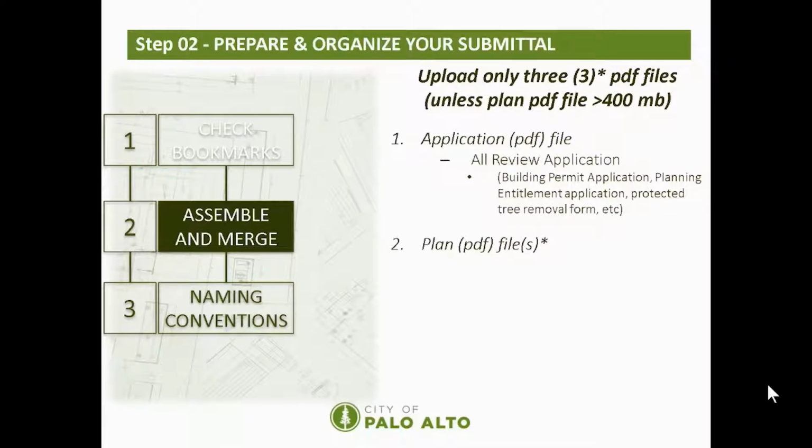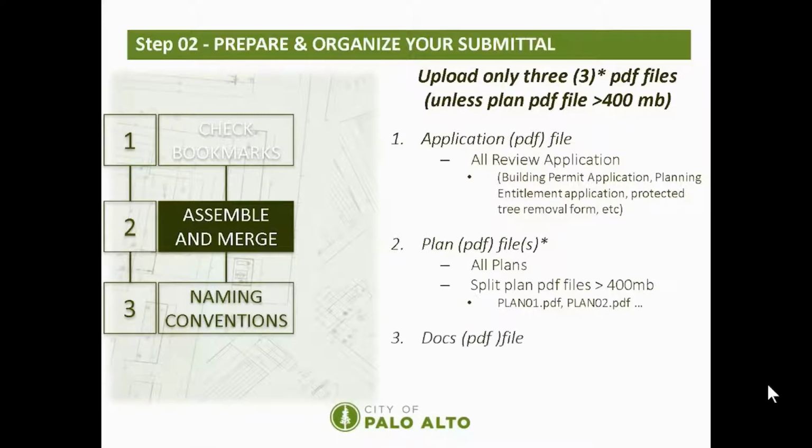The second PDF is your plan set file. While the system can handle large PDF files, we recommend splitting plan files that exceed 400 megabytes to avoid long and extended upload times. If you decide to split your plan set file, please name them accordingly. For example, plan 01.pdf, plan 02.pdf, and so on. The third and typically the last file you need to upload is a doc file. The doc PDF file holds all of your supporting documents, such as your structural calculations, noise assessment studies, arborist reports, and other documentation.